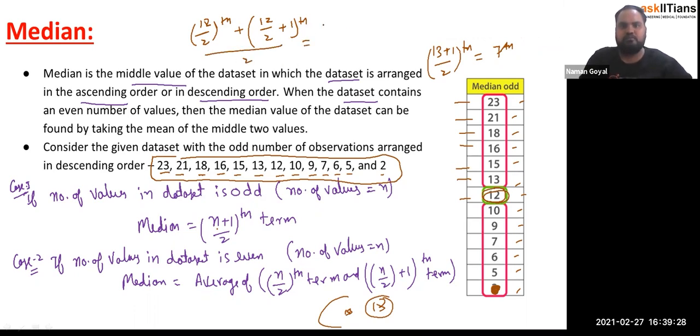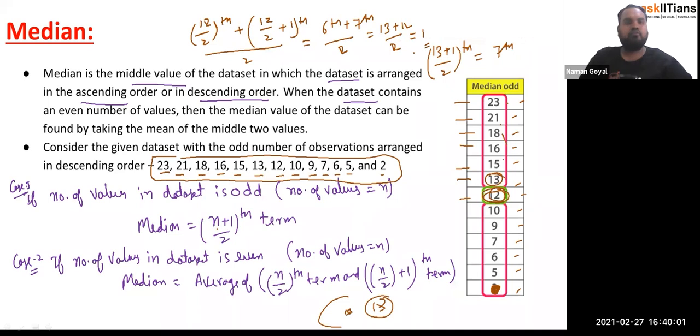So 12 by 2th, that is the 6th term, plus the 7th term, upon 2. Can you tell me what the 6th term is? 1, 2, 3, 4, 5, 6. 13 is the 6th term and 12 is the 7th term. So 13 plus 12 by 2 is the answer, right? If you add 13 and 12, how much do you get? 25 by 2. So it will be 12.5. The answer is 12.5 is the median.